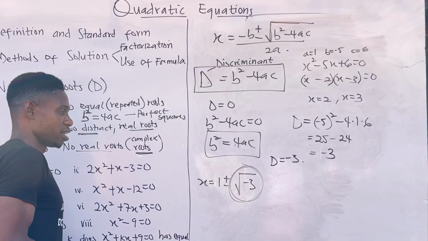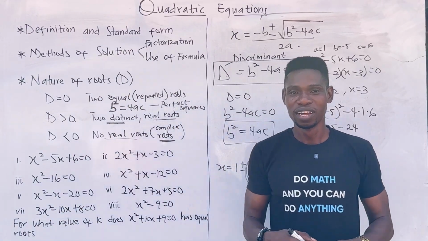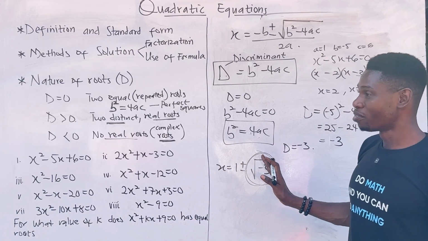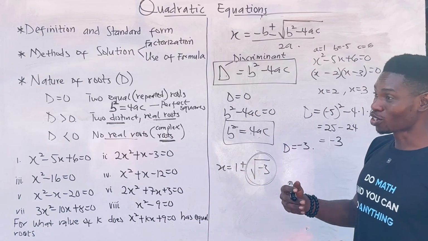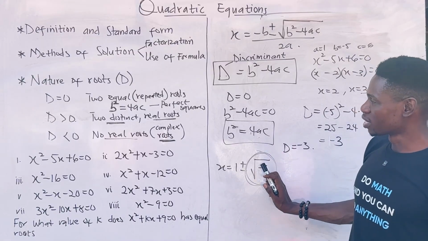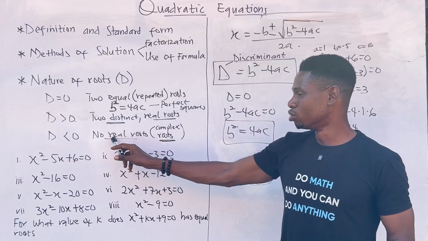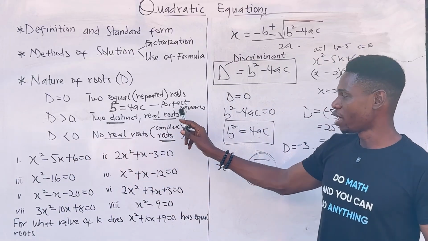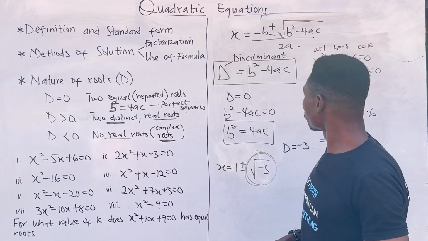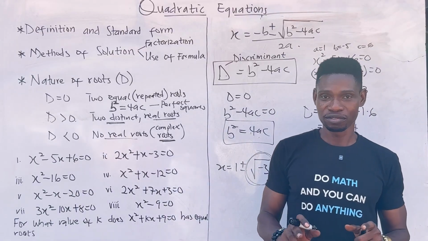I have a lecture on complex numbers on this channel. If you're interested, it's a very interesting field. We treated complex numbers in a particular video on this channel, so you can watch it. But the point is that if your d is less than 0, there are no real roots. What you have are complex roots. So that's that about this first part of the quadratic equations that we have learned.